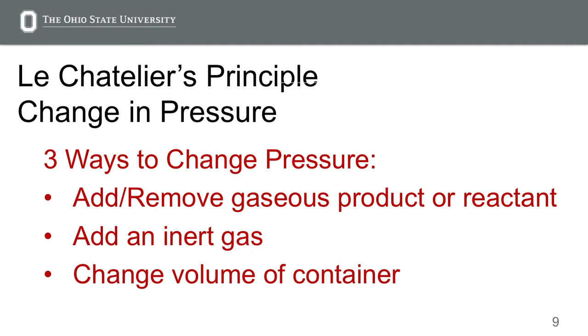So we can affect the equilibrium by changing concentrations of various species, adding and removing products. We can also do so by changing the pressure. There are three ways that we can change the pressure for a reaction. We can add or remove gaseous products or reactants, we can add an inert gas, or we can change the volume of the container. If you're imagining a container where we're measuring the pressure, doing each of these three things, you can imagine the pressure being affected.